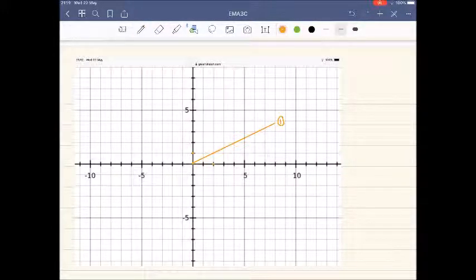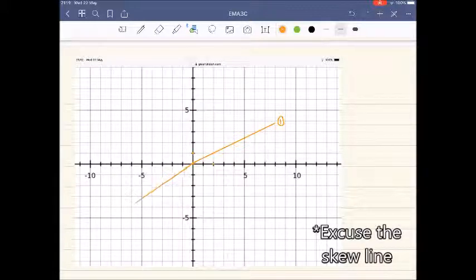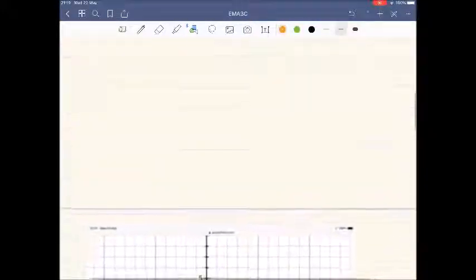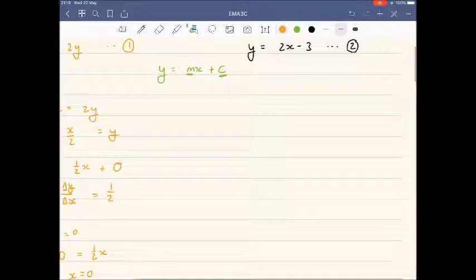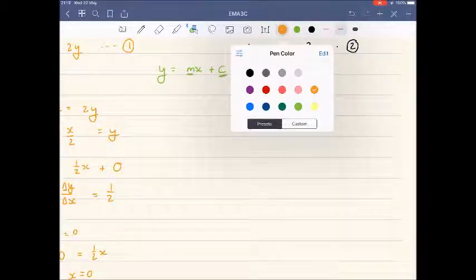And you can extend it down to the negative side, which we can do, but you'll see in this example it doesn't actually make a difference because they intersect in the positive. So let's look at equation 2, and let's do this in purple.